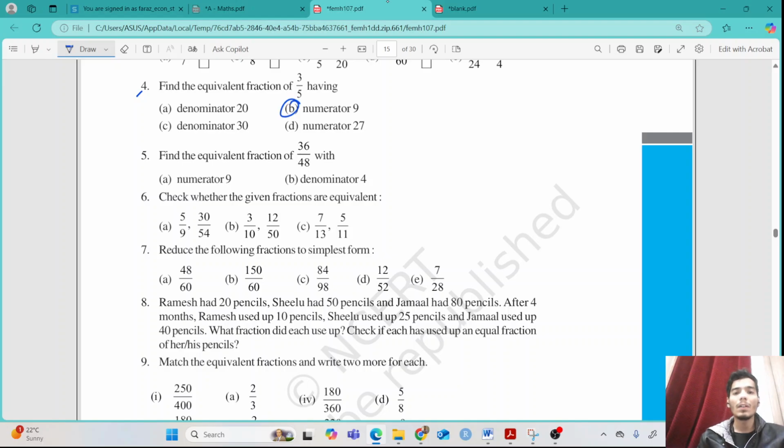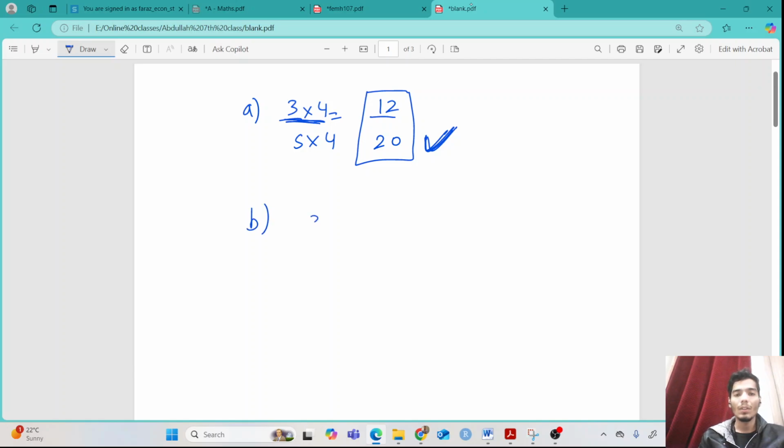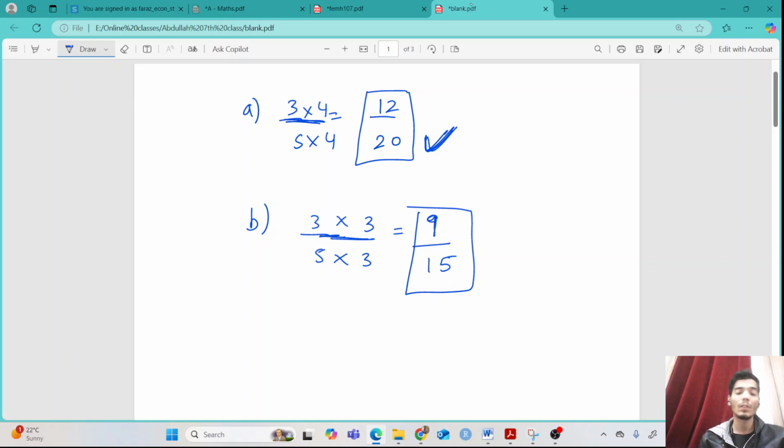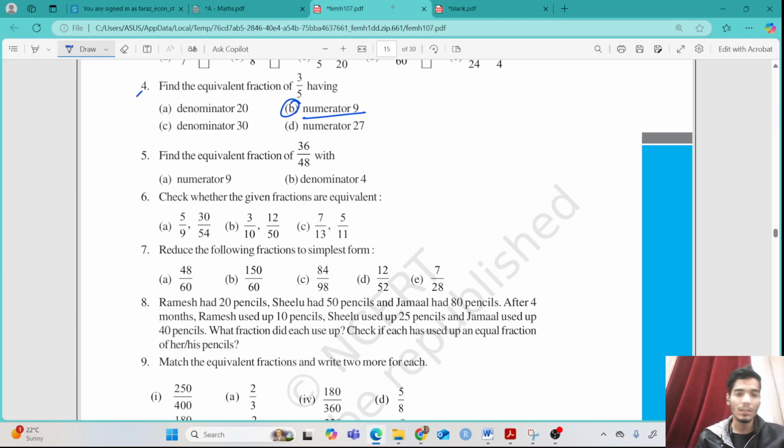अगर हम ये इसका बी पार्ट देखें that if it should have a numerator 9 तो 3/5 into like we need numerator as 9, so what should we multiply by 3 so that we can get 9? हमें इसको 3 से multiply करना है in the numerator, so we'll also have to multiply it with 3 and denominator as well. तो अगर हम denominator में से multiply करते तो we are getting 15. So basically 9/15 is the equivalent fraction of 3/5 which has got numerator as 9. तो ये वाले questions हमको इस तरह से solve करना है.